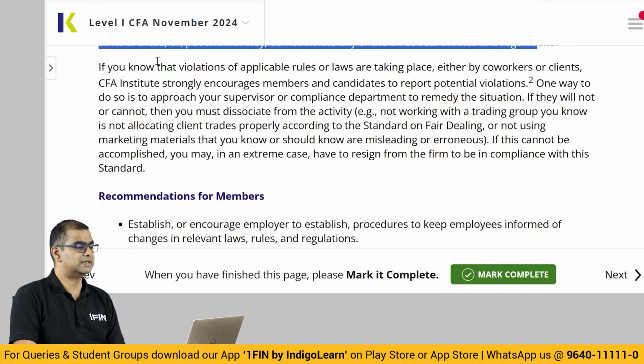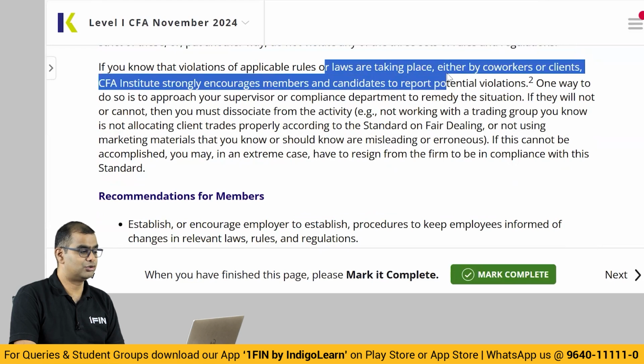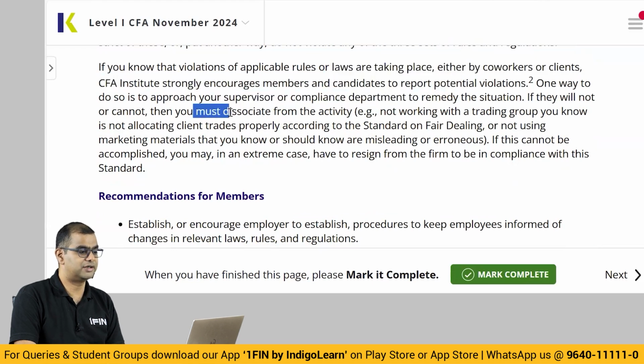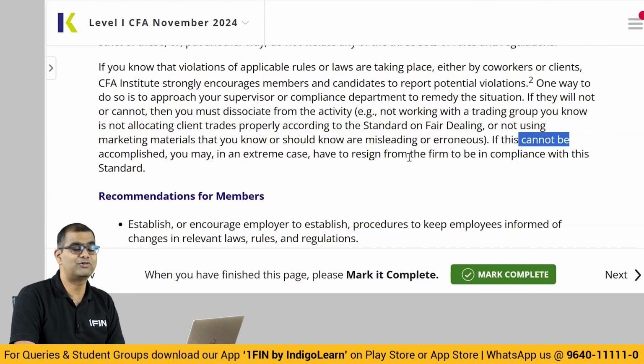We already discussed. Then, if you know that a violation is taking place by co-workers or clients, the Institute strongly encourages them to report. One way is to approach your supervisor or compliance department. If they will not or cannot remedy the situation, and they say, don't be so serious about it, then you must dissociate, that is, not work for the group, not allocate trades, or whatever is going wrong. If this cannot be accomplished, you may have to resign.